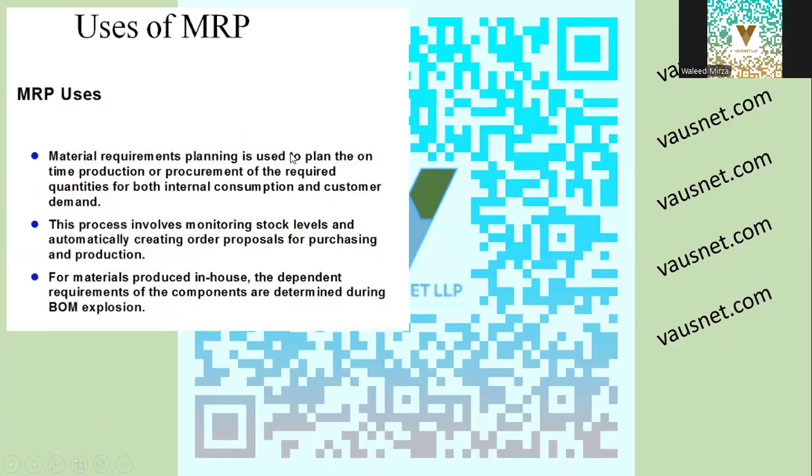So what are the uses? MRP is used to plan on-time production and procurement of required quantities for internal consumption and customer demand. Internal consumption is for internal stock taking and storage requirements, minimum stock levels. This process involves monitoring stock levels and automatically creating order proposals for purchasing and production. For materials produced in-house, the dependent requirements of the components are determined during BOM explosion. Dependent requirement.